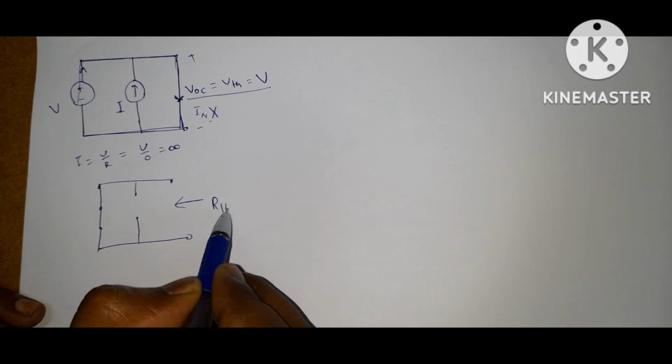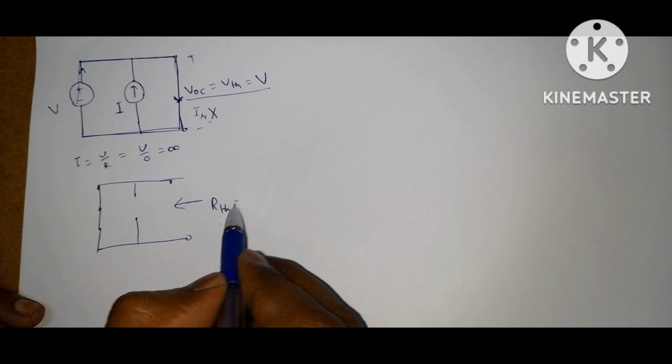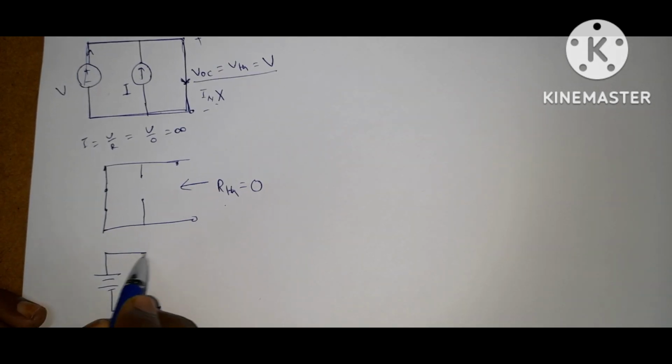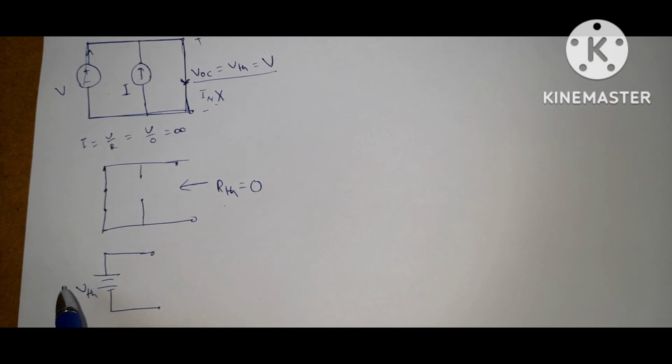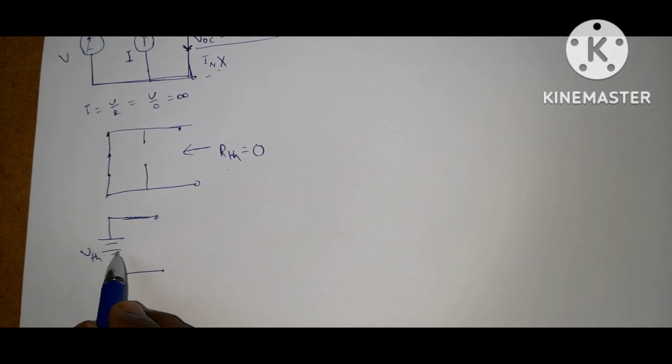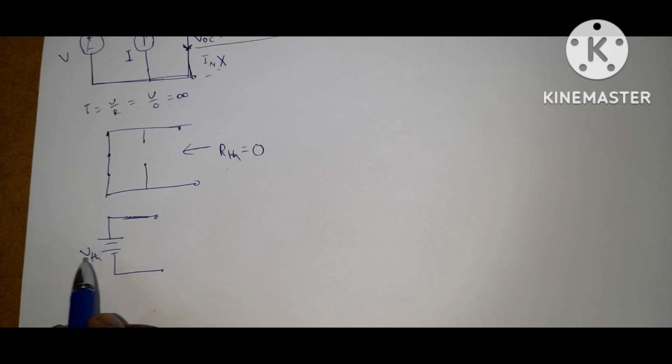So what is R Thevenin now? Short circuit means 0 volts. So what is the Thevenin equivalent? This is the Thevenin equivalent. So what is the option? Option C is correct. The Thevenin equivalent exists, so R Thevenin is 0 here, a short circuit. The Thevenin equivalent exists but the Norton does not exist.